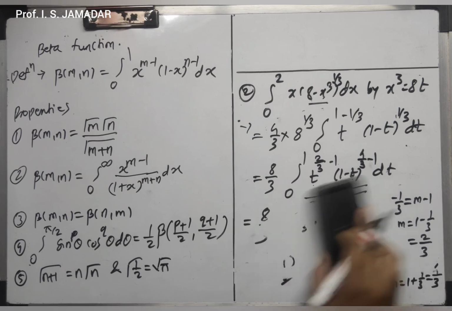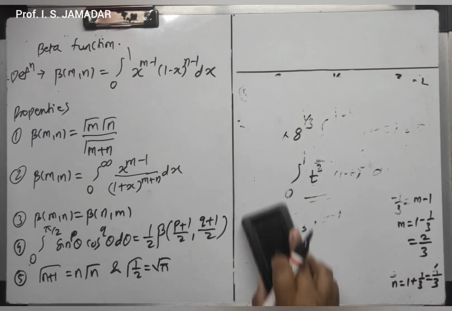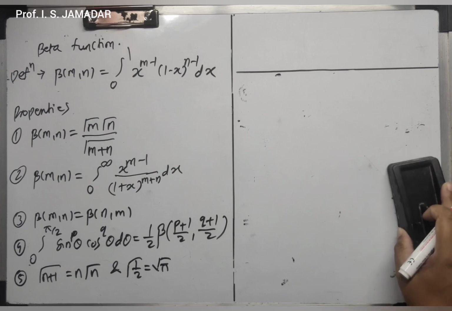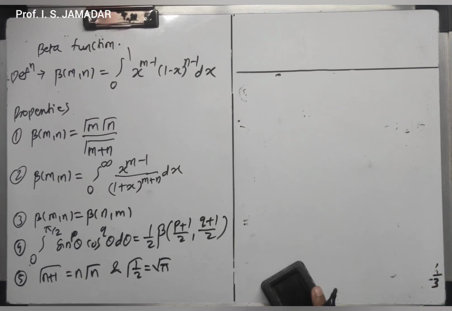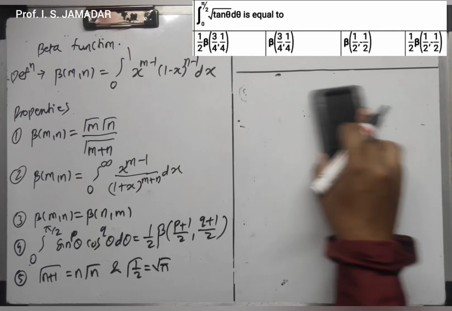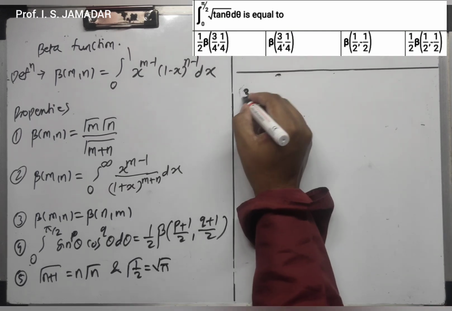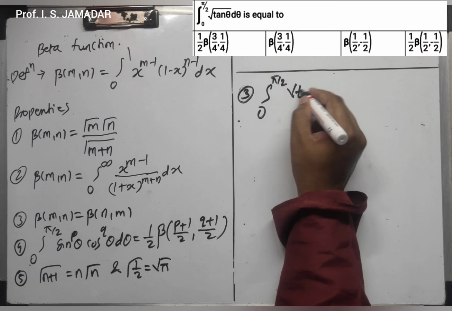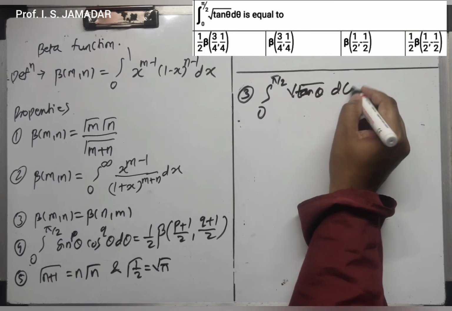Okay, this is question number 2. Let us move to question number 3. What is question number 3? Integration 0 to pi by 2 of root tan theta, integration 0 to pi by 2 of root tan theta d theta.